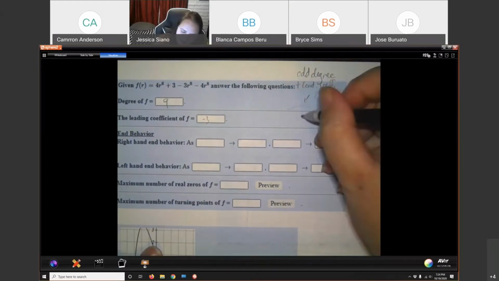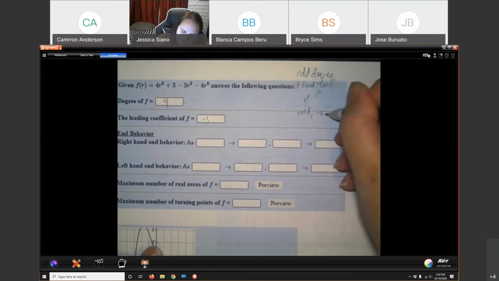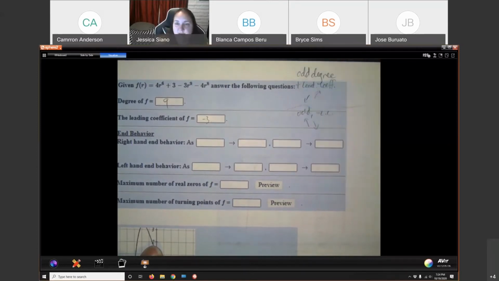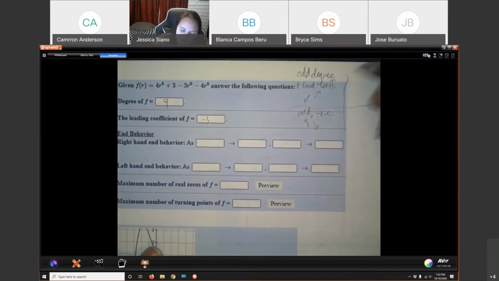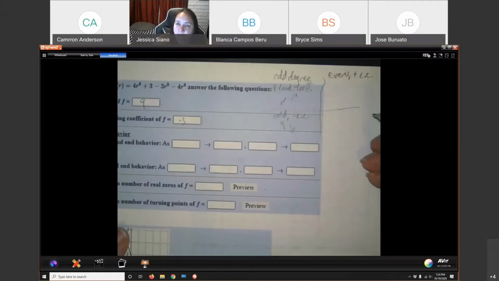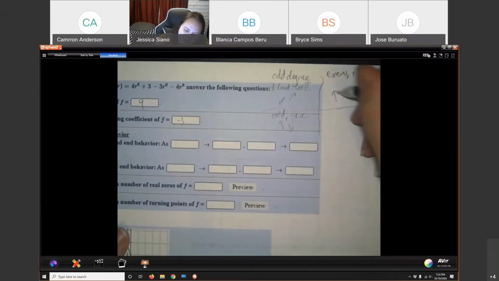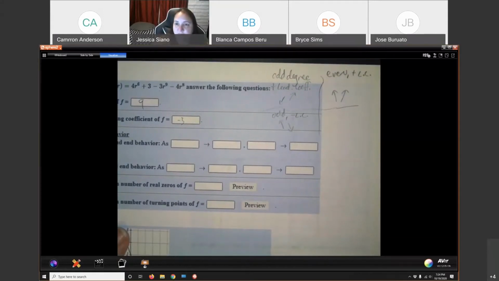If we had an odd degree with a negative leading coefficient, then my end behavior would look like this. If we had an even degree with a positive leading coefficient, then your end behavior would look like this. And an even degree with a negative leading coefficient would look like this.